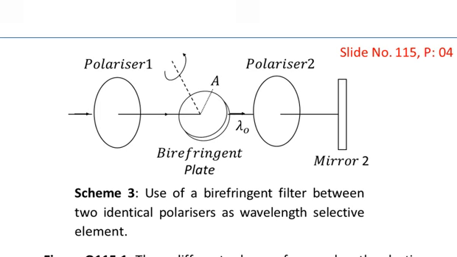The third case was scheme number 3. In scheme number 3, you have polarizer 1 and polarizer 2, both with the same axis. The light is polarized and is incident on the birefringent material, which has an optical axis. You need to rotate the axis of the birefringent material so that the beam, after passing through it, has the same polarization state as the incident beam, so that the beam can pass without any attenuation through polarizer 2, and of course be incident on mirror 2.